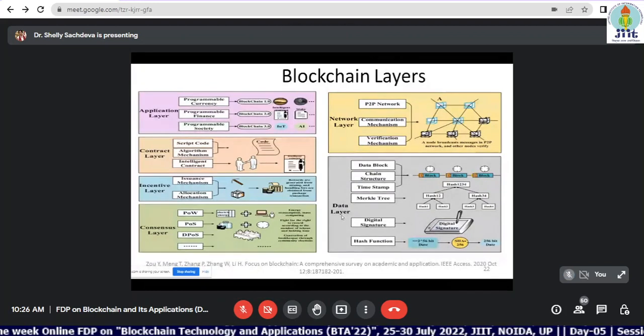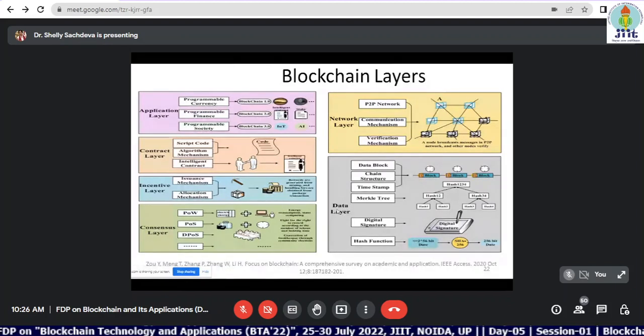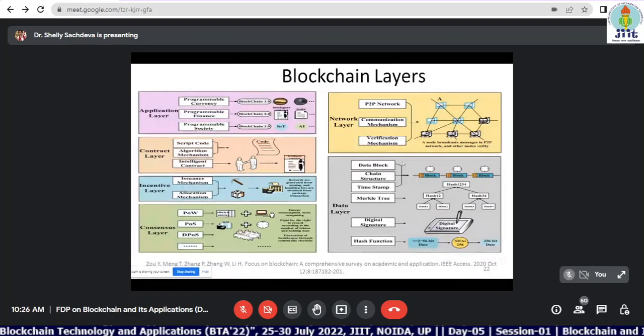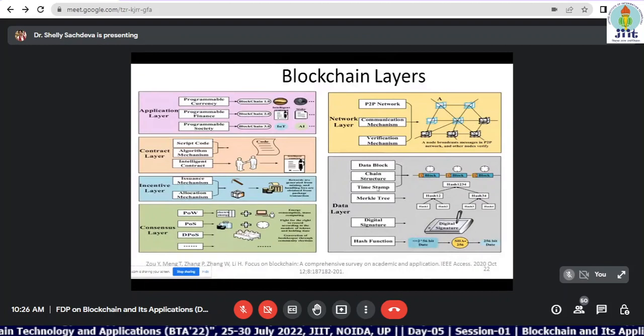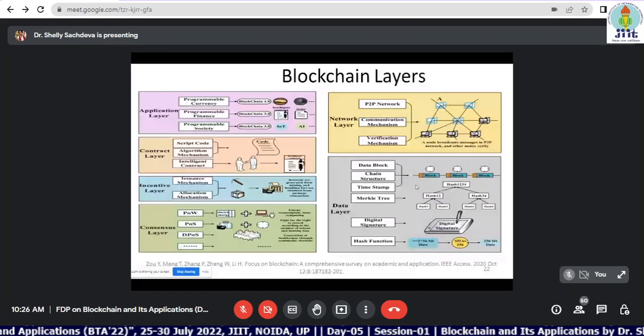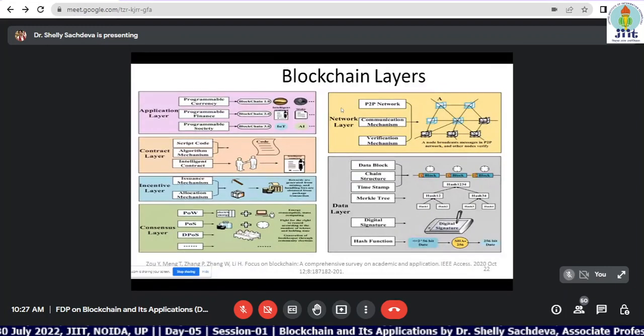Whatever you have learned to date about the blockchain, the data block, the data chain structure, the timestamp, the Merkle tree, the digital signature, and the hash function, all these are placed under the data layer. Then comes the network layer. We are trying to move from the centralized towards the decentralized concept, so we make use of a peer-to-peer network. We have a communication mechanism and a verification mechanism. All these come under the network layer.